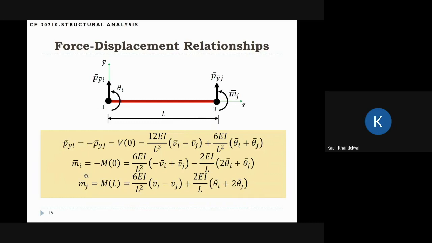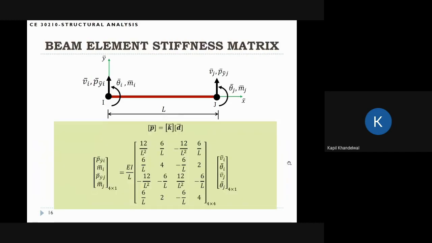And finally, we are going to put these 4 equations in a matrix form. So if we put in a matrix form, this is the matrix form. This is how it looks. So you can see that we can write pyi, mi, pyj, mj is equal to a 4x4 matrix times this displacement vector. So it's vi, theta i, vj, theta j. And this matrix is actually the beam element stiffness matrix.